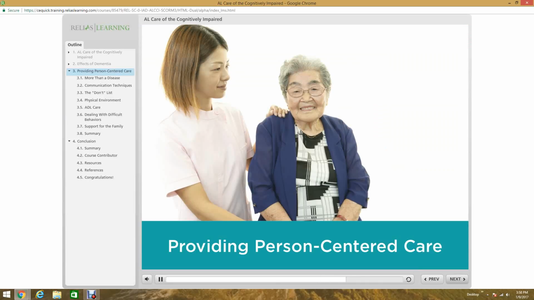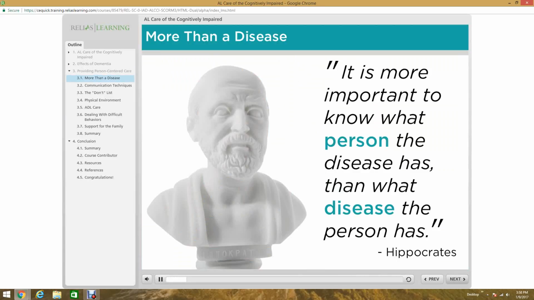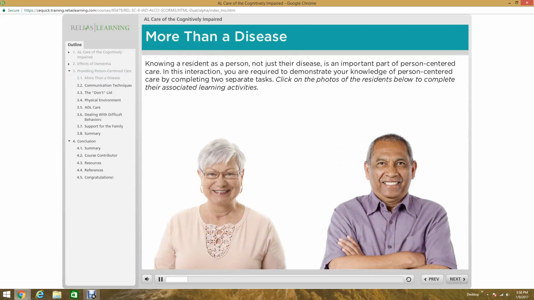Providing person-centered care. More than a disease. It is more important to know what person the disease has than what disease the person has. Hippocrates. Knowing a resident as a person, not just their disease, is an important part of person-centered care.